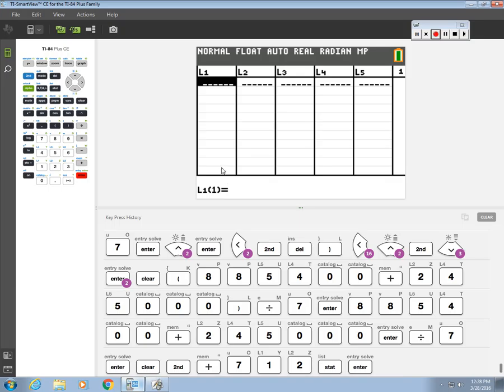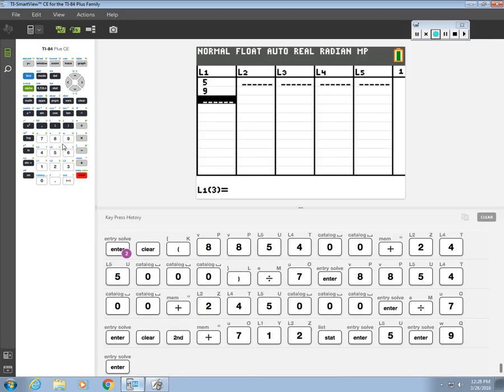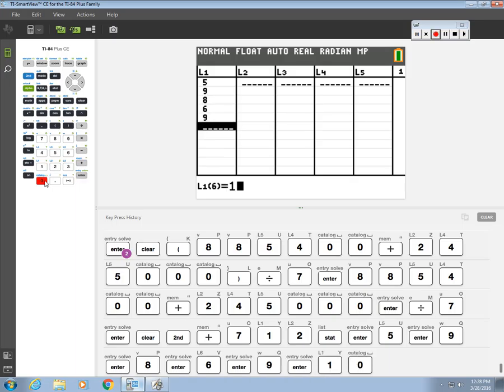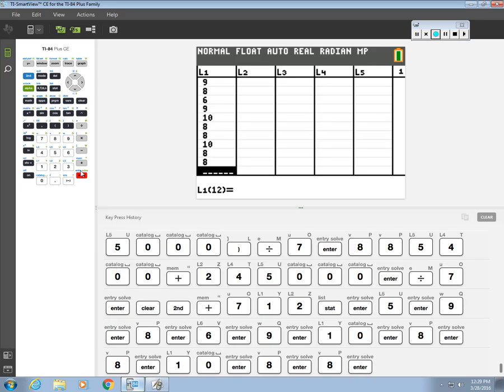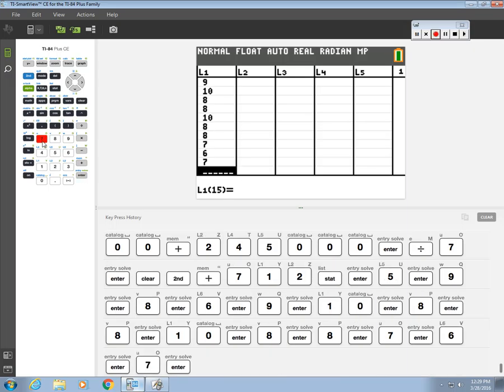The way you enter them in list 1 is you'll type them like 5, enter, then 9, enter, 8, enter, 6, enter, 9, enter, 10, enter. And then you continue in list 1 with the next column. 8, enter, 8, enter, 10, enter, 8, enter, 8, enter, 7, enter. Okay, then you go to the next column. 6, 7, 7, 8, 7, 8.